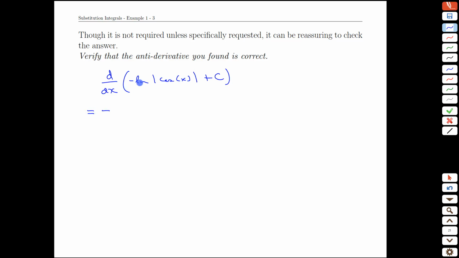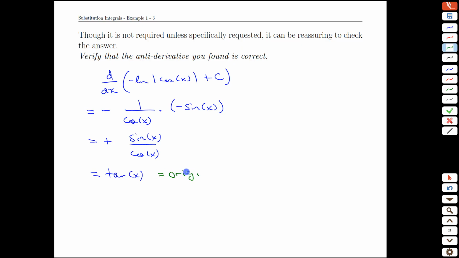We have negative. The derivative of ln of anything, even the absolute value, is 1 over that same thing. Then we multiply from the chain rule the derivative of the inside. Derivative of cos is negative sine, and the derivative of the constant is 0. Notice we have a double negative, so it goes positive. And we end up with sine of x over cos of x, which, as our favorite simplification, is equal to tan of x. That equals our original integrand. And so we have the right antiderivative up there.